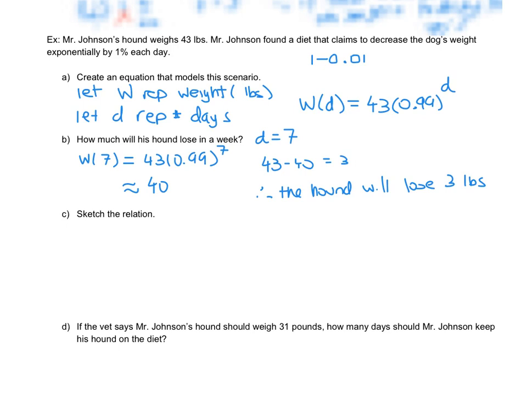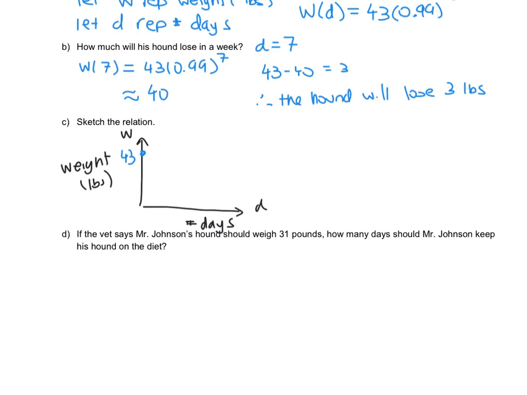Okay, let's do a little sketch. We're talking about the weight in pounds, and we're talking about D, the number of days. And here we know that the starting weight is 43, and then it would decrease. Now, when you do your decrease, don't make it look something like this, because you really don't want a dog to weigh almost 0 pounds. So before I draw my sketch, I'm going to continue and read question D to kind of know when I should stop.